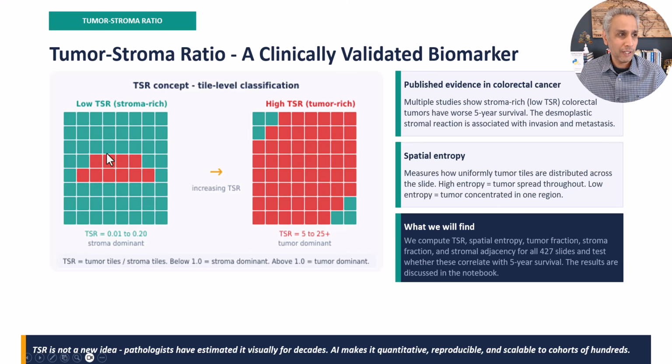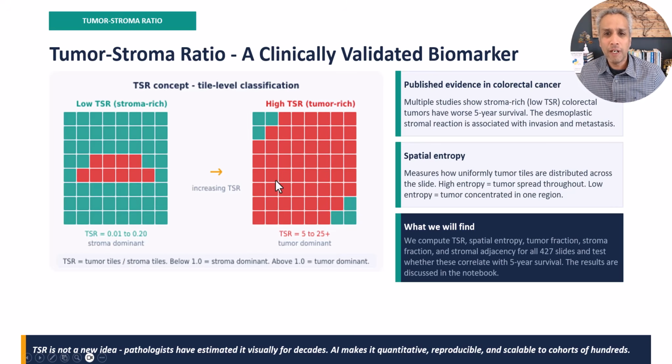Right? You classify them as either tumor or stroma, and you count them and divide, that's it. A value below 1 means stroma dominates. A value above 1 means tumor dominates. And in our data set, the range goes from 0.1 to about 26 point something, a span of like 2 orders of magnitude across the entire cohort.